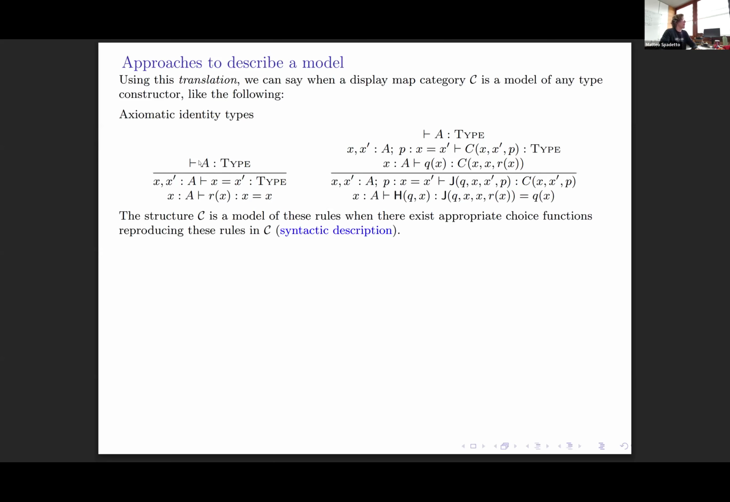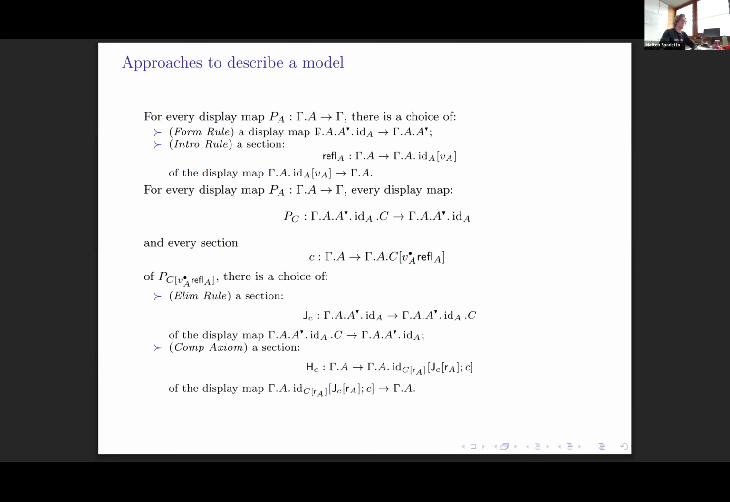Then I will have a choice function that, for a display map interpreting a type A, will output a section interpreting R, and similarly for the terms J and H. For the interpretation of every instantiation of this data, you need a function that gives back a section interpreting J and a section interpreting H. If you follow this recipe to define what it means to be a model of these axiomatic identity types, you obtain this.